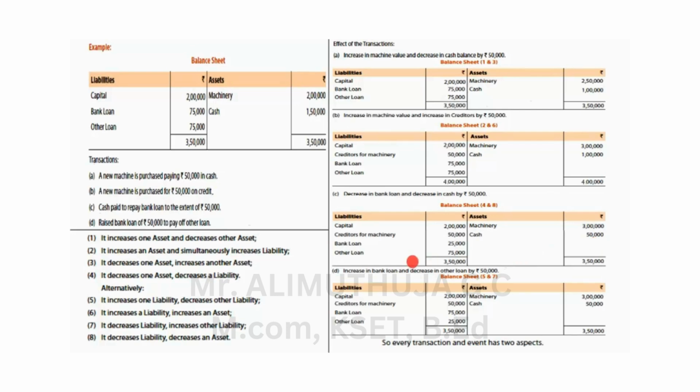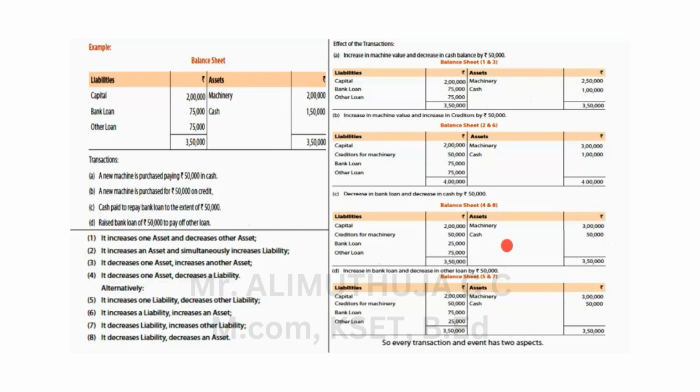And bank loan it was 75,000. Since you repaid 50,000, therefore 50,000 rupees bank loan reduced. Now bank loan became 25,000 rupees. This is the effect. That's what point 4 and point 8 says. What point 4 says? It decreases one asset. What has been decreased? Cash. How much? 50,000 rupees. Decreases a liability. What has been decreased? Bank loan. How much? 50,000. That's what I said.